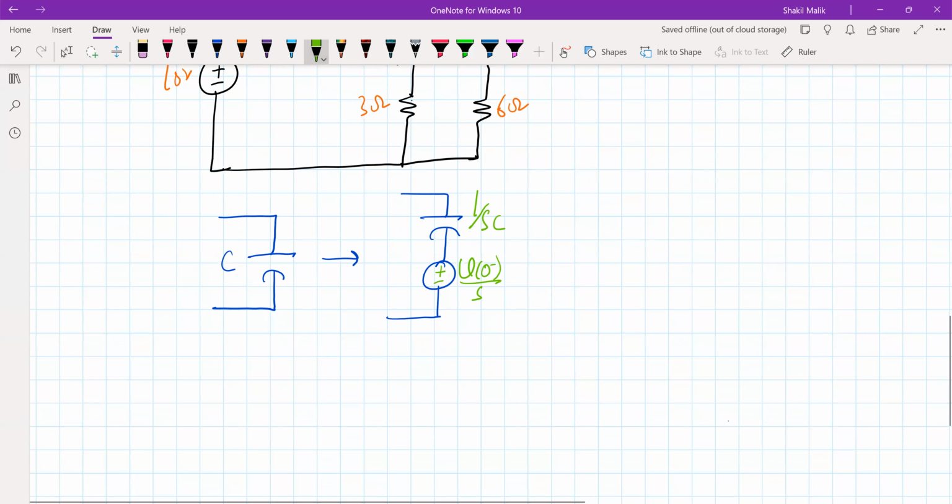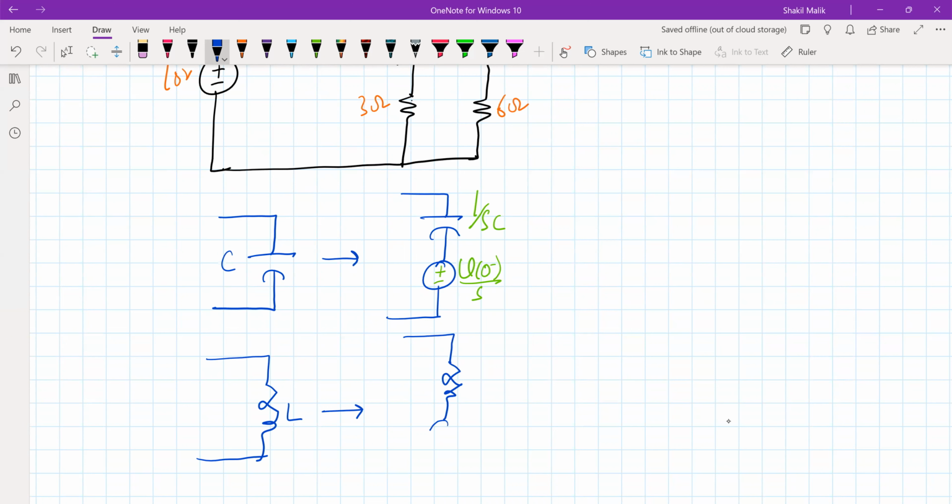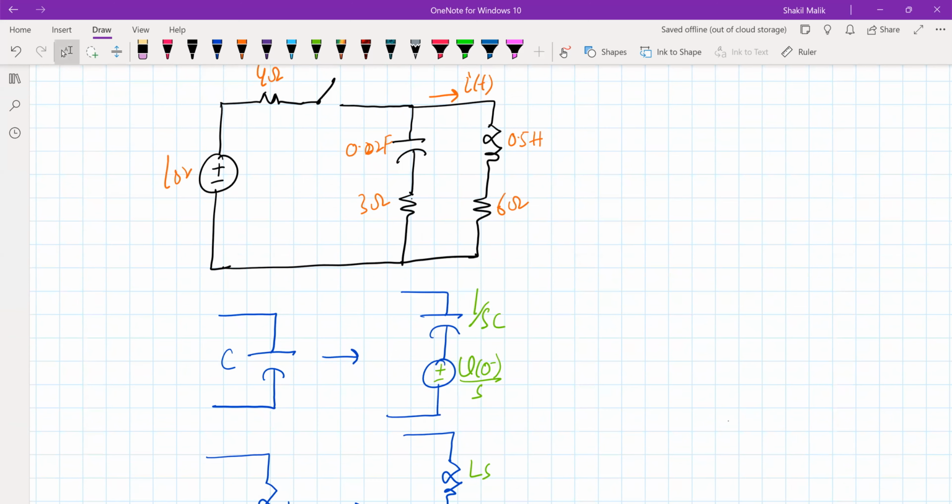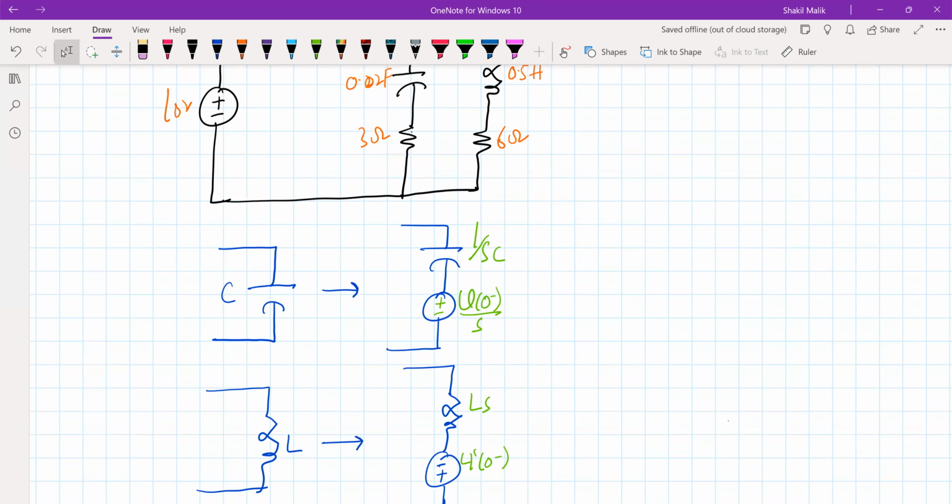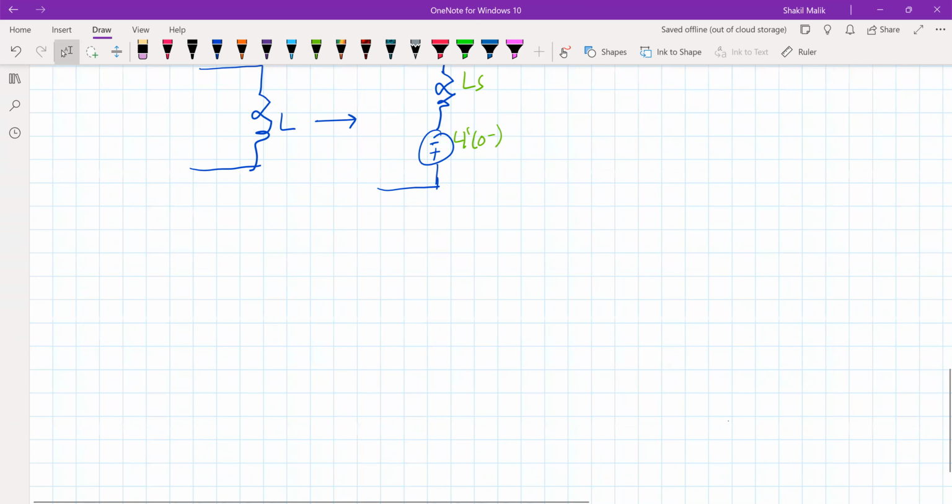Same way, if we have an inductor that has inductance L, then we can replace it by an impedance in series with a voltage. The values of these quantities will be simply Ls, and this is L times I of 0 minus, where L is the inductance. And a resistor is replaced by the same impedance value.